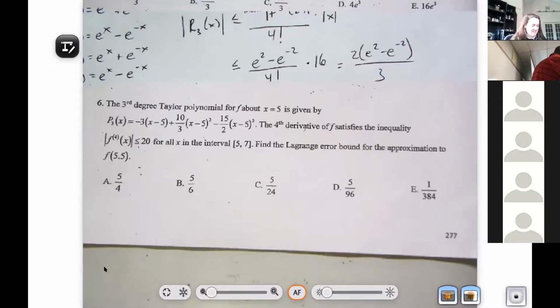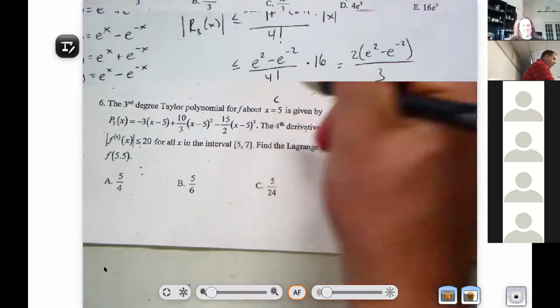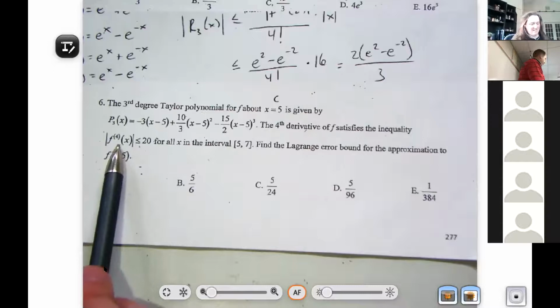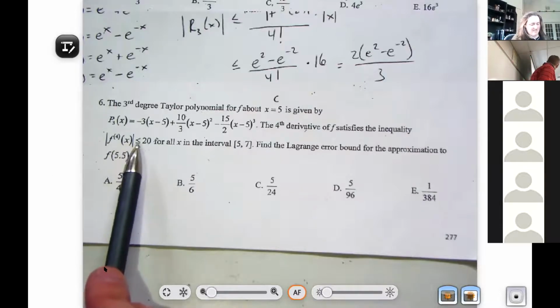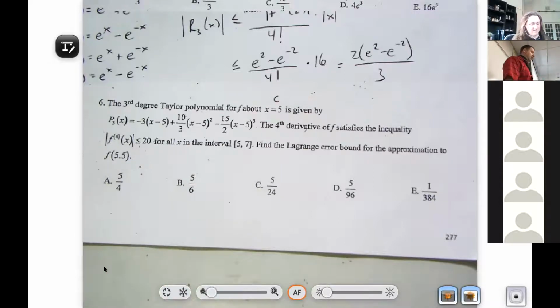For your FYI. Okay. The third degree Taylor polynomial for f about x equals 5. So they're giving us C right there. That's where we're centered around. That's our C value. On the first two, C was 0. This one, C is 5. It is given by this third degree polynomial. The fourth derivative satisfies the inequality right here. The fourth derivative is less than or equal to 20 for all x in the interval from 5 to 7. Find the Lagrange error bound for the approximation to f of 5.5.